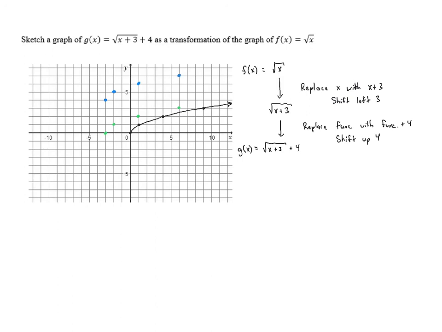And so we can now connect all of these points with a smooth curve. And this gives us the graph of g of x equals the square root of x plus 3 plus 4.